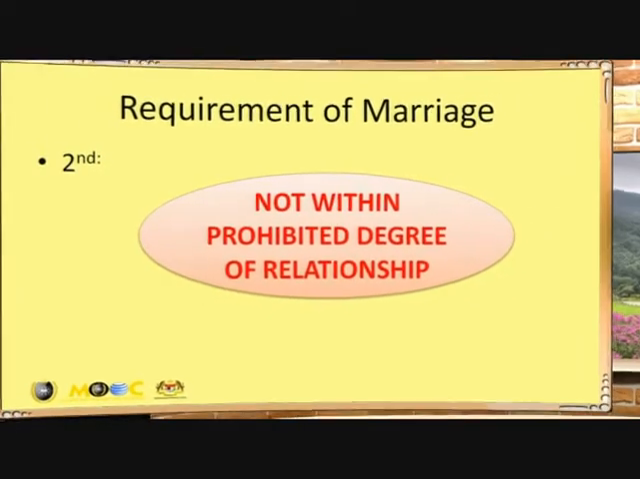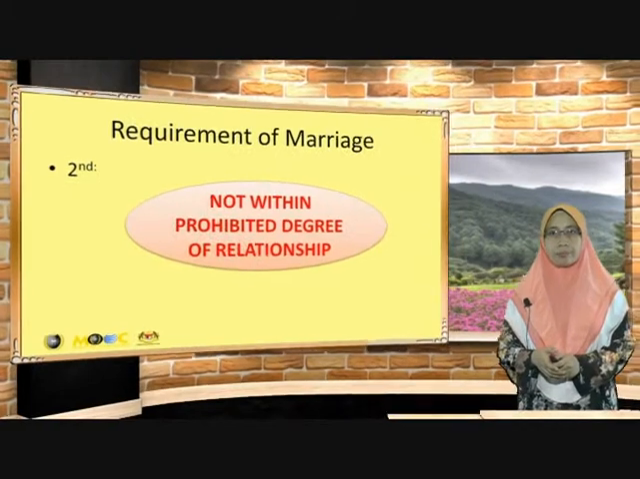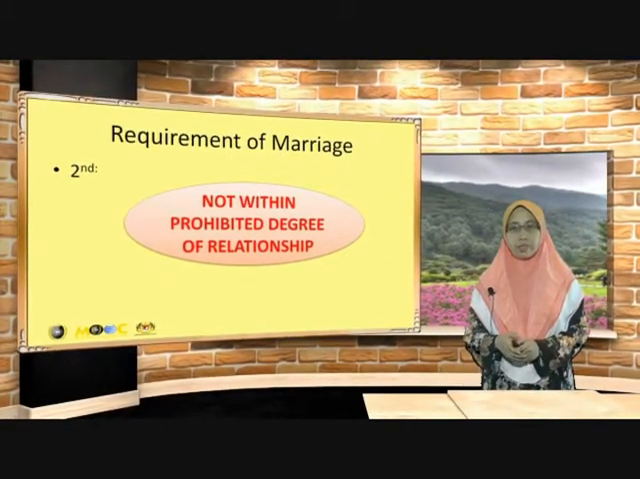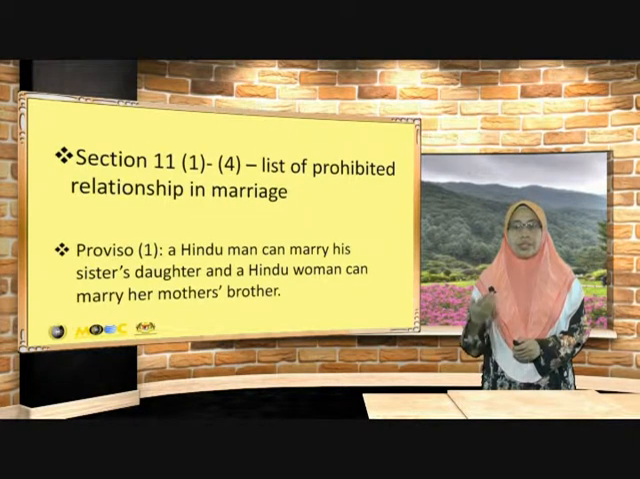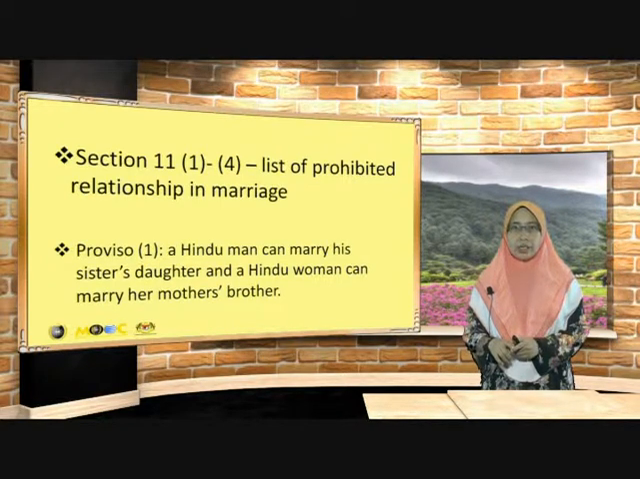The second requirement is that the parties must not be within the prohibited degree of relationship. So what is the prohibited degree of relationship here? Section 11, subsection 1 until subsection 4 list all the prohibited degrees of relationship in marriage, including one's own parent and also grandparent. However, there is one proviso under subsection 1, where a Hindu man can marry his sister's daughter, while a Hindu woman can marry her mother's brother.